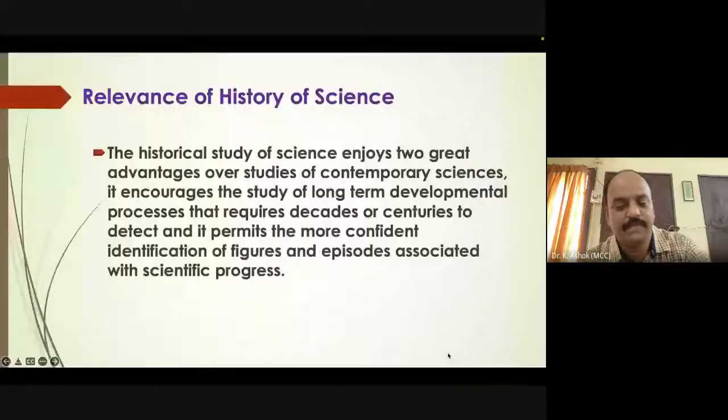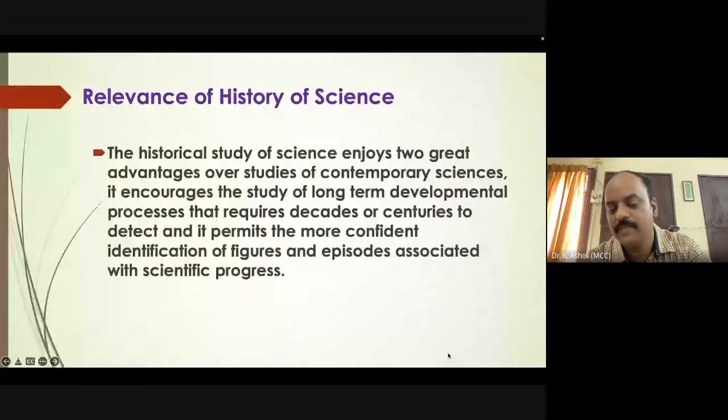So what is the need for the history of science, or the relevance of history of science? The historical study of science enjoys two great advantages over the studies of contemporary science. It encourages the study of long-term development processes that require decades or centuries to detect, and it permits the more confident identification of figures and episodes associated with scientific progress.